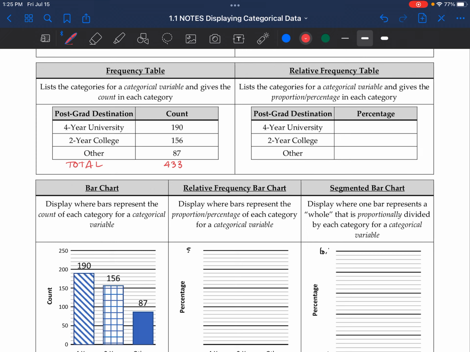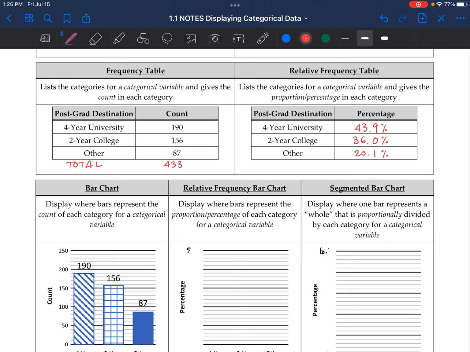We're going to go 190 divided by 433, and that's going to give us 43.9%. You could have called it 44% if you like rounding to a whole percent. That's totally fine. Two-year college is going to be 156 divided by 433, which gets us 36%. So a little over a third of people graduating from Fremont will go into a two-year college. Last one, other, that's going to be 20.1%.